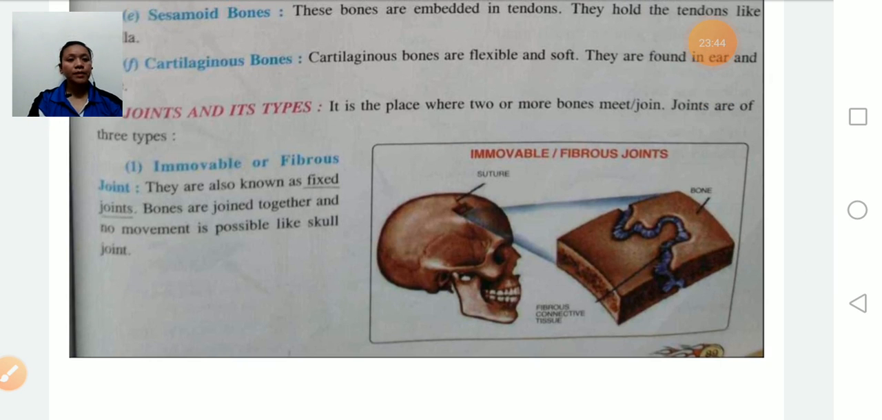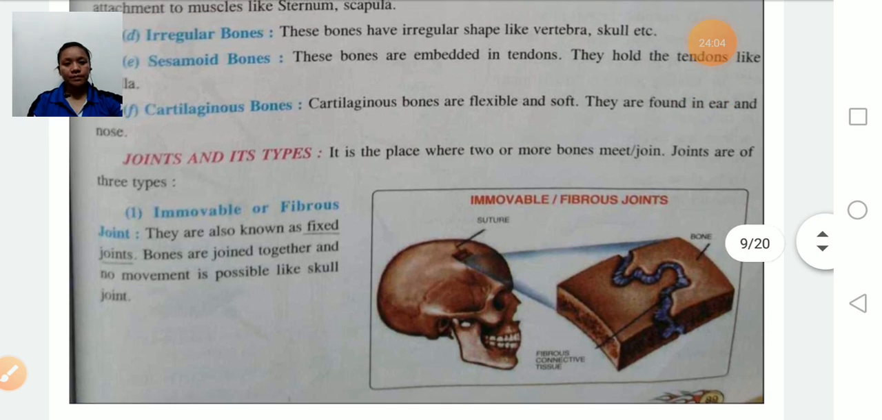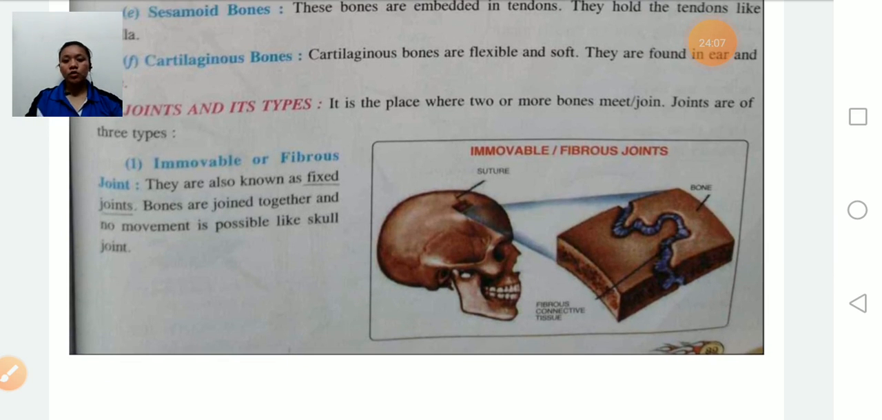What is a joint? A joint is the place where two or more bones meet or join. Joints are of three types: immovable joint, slightly movable joint, and freely movable joint. The immovable joint is also known as a fibrous joint, or fixed joint, because the bones are joined together and no movement is possible.